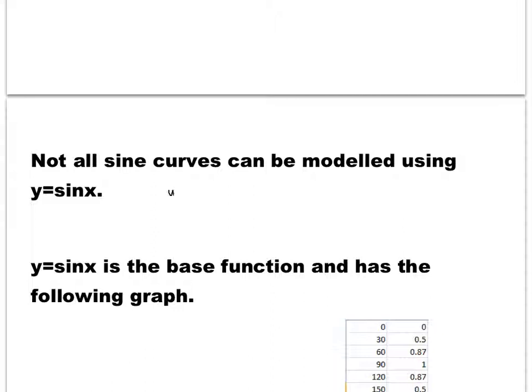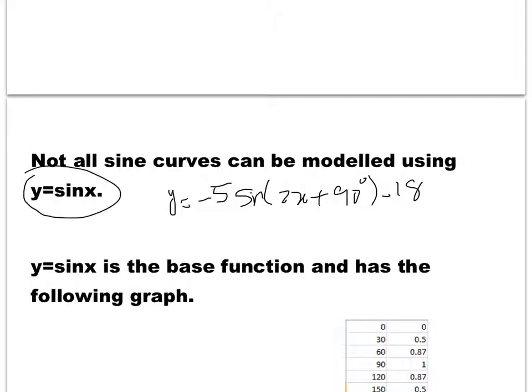For instance, we have a sine function like negative 5 sine (2x plus 90 degrees) minus 18. This is a new form of sine function that you haven't seen, and you can easily see that it can't be represented by something like plain y equals sine x.